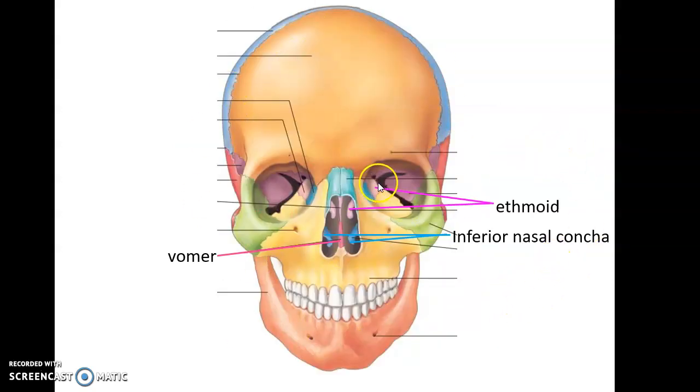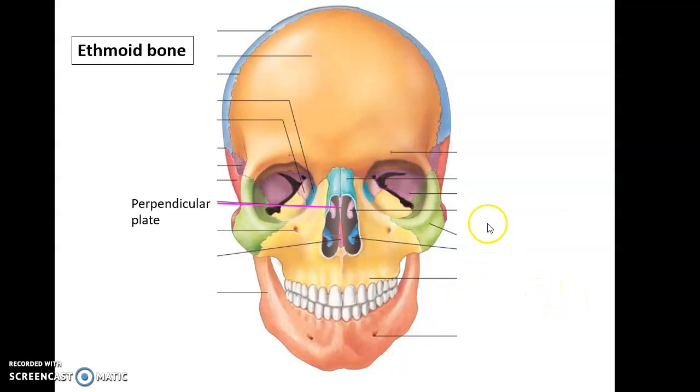We can see a little bit of the ethmoid bone in the orbits. We can also see the ethmoid bone making up the superior portion of the bone structures inside the nasal cavity. And then below that, this thin piece of bone is the vomer. And then these two bones sticking out on the lateral walls are the inferior nasal conchae. For the ethmoid bone, this bit of bone tissue here making up the superior part of the nasal septum, that is called the perpendicular plate.